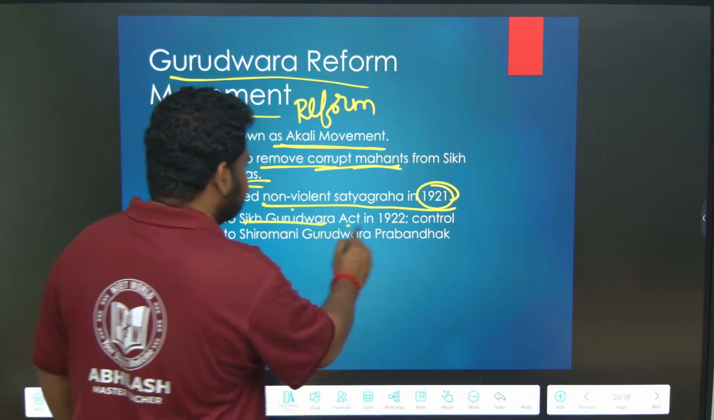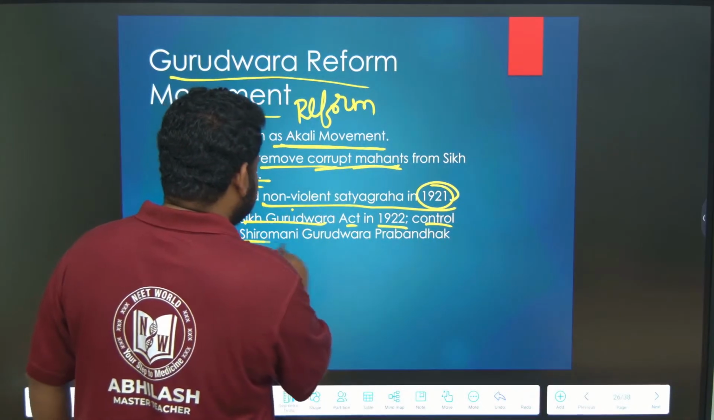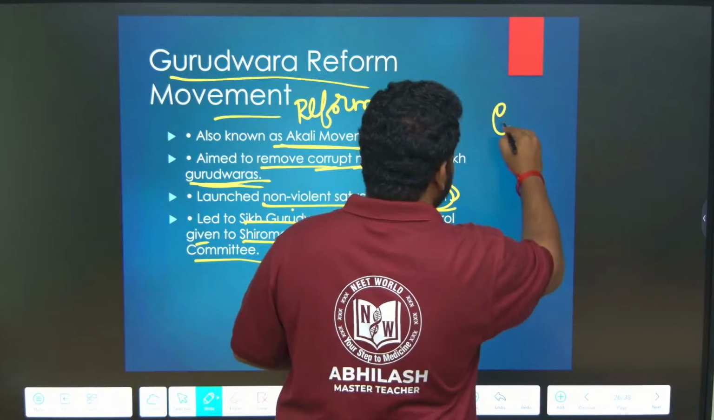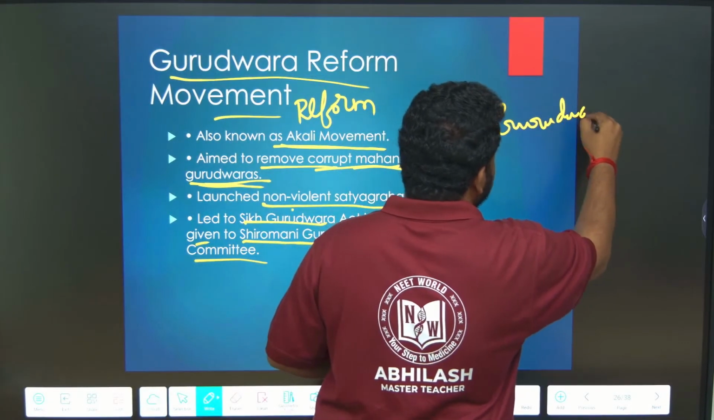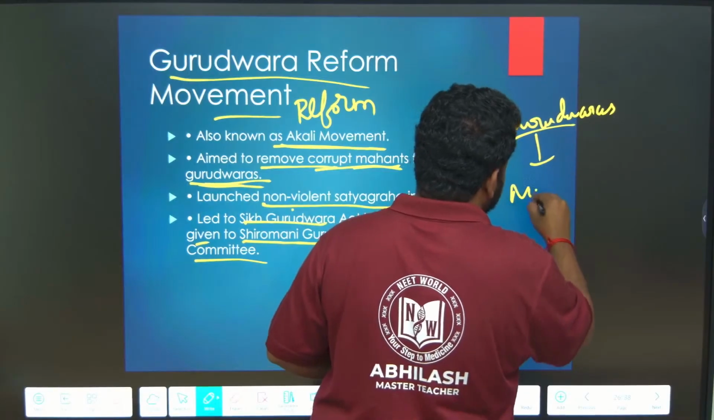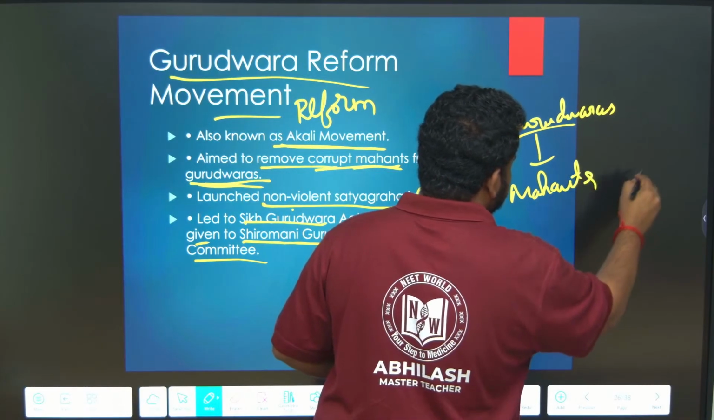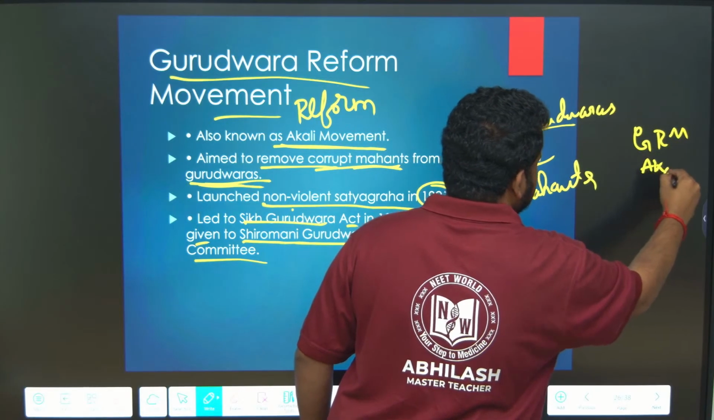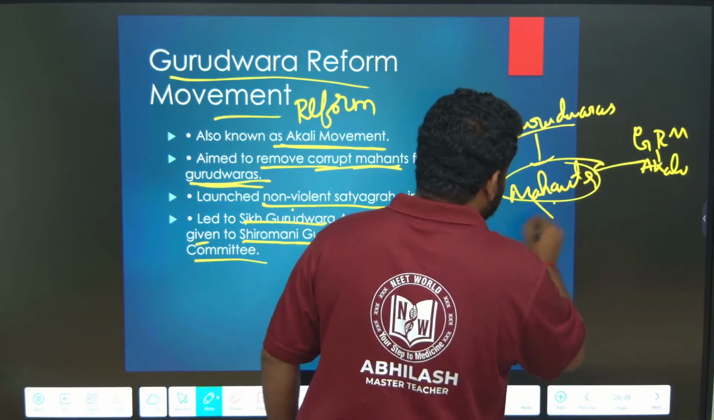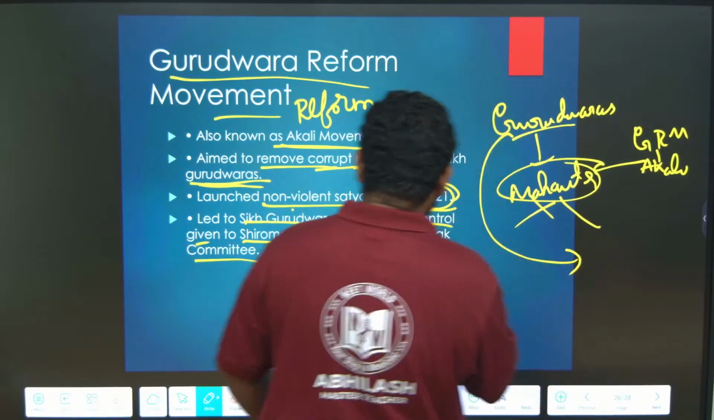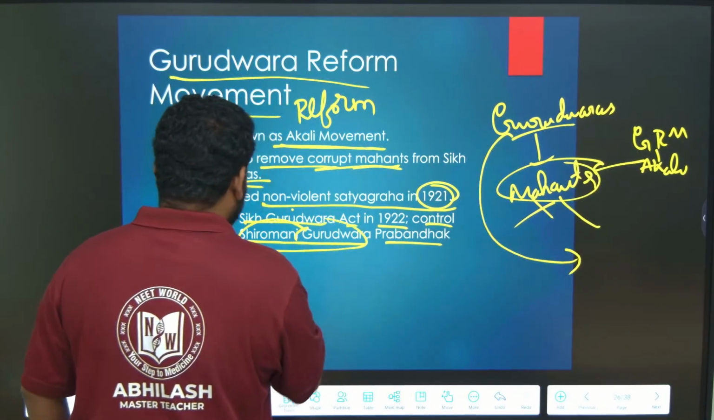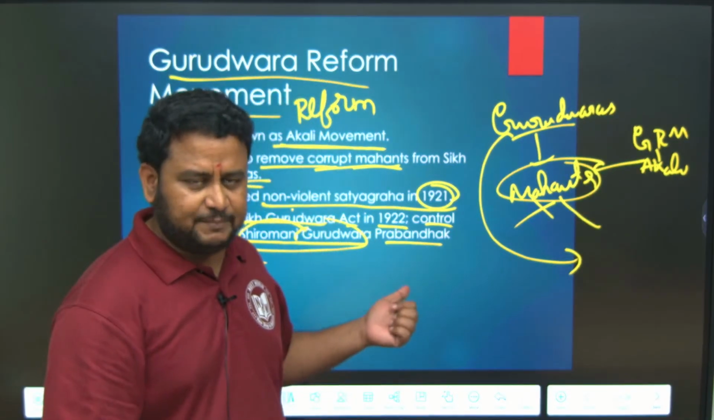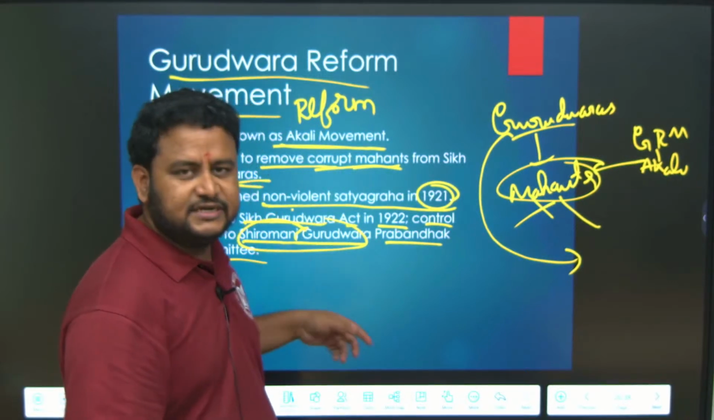It led to the Sikh Gurudwara Act in 1922. Control was given to the Shiromani Gurudwara Prabandhak Committee. What is the meaning of that? These Gurudwaras were under the control of Mahantas, a priestly class. So the Gurudwara reform movement under Akali Dal removed these people and gave the control of the Gurudwaras to this committee, the Shiromani Gurudwara Prabandhak Committee. It is like a temple committee type of thing: a Gurudwara committee that controlled the Gurudwaras.